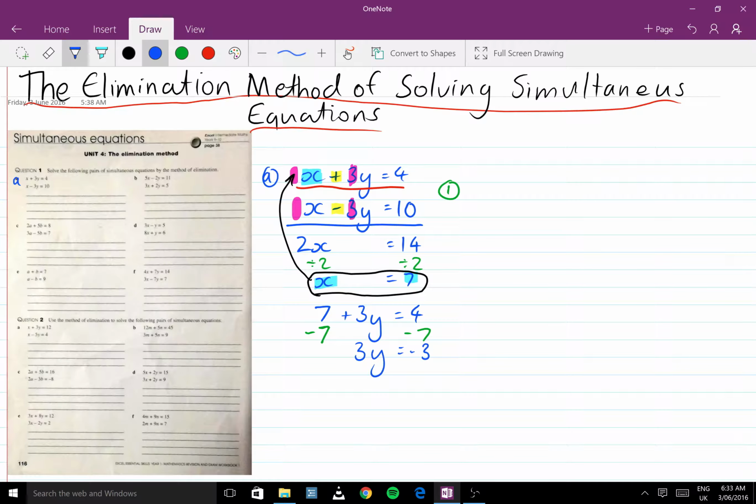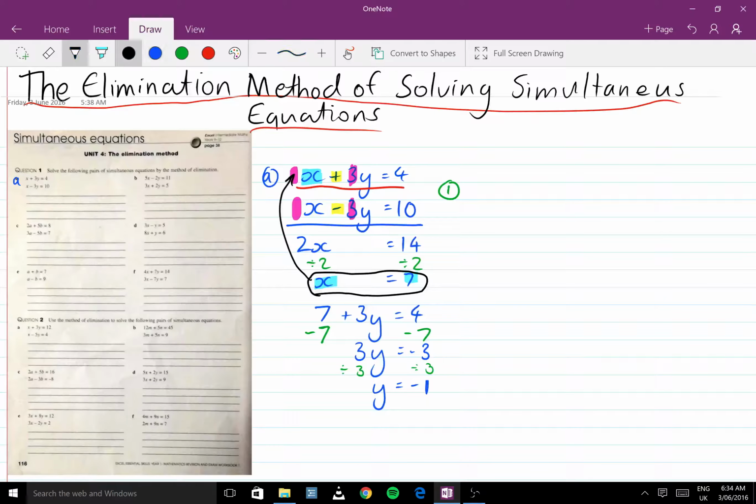Now this is something that gives some people some trouble, but all I need to do is divide by 3. If I've got 3 lots of y, I divide by 3 to work out what 1 lot of y is. And y equals minus 3 divided by plus 3, which is minus 1. And you're done. So that's the elimination method of solving simultaneous equations.